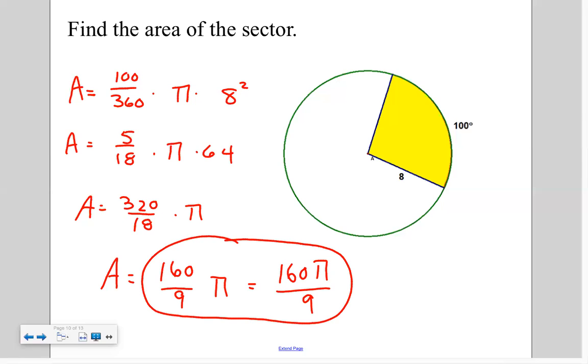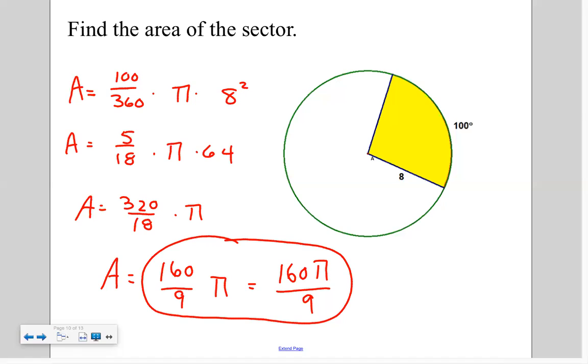Those would be the ways we could write the answer exact. So the hard part about this one is writing it as an exact answer. If you were told, find the area of the sector, round the answer to the nearest tenth, I could take this first thing that we wrote down up here, plug this in my calculator and round to the nearest tenth. So I plug in 100 over 360 times pi times 8 squared, and I get 55.85, which rounds up to 55.9.